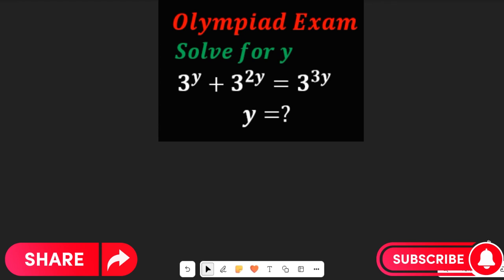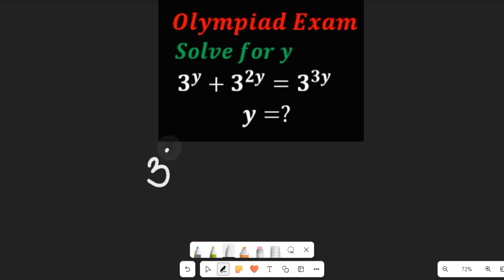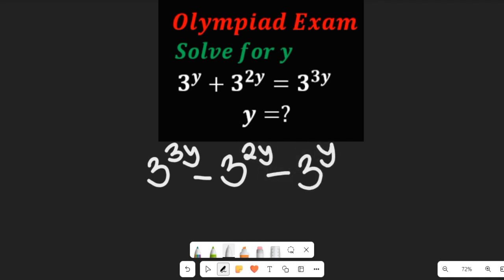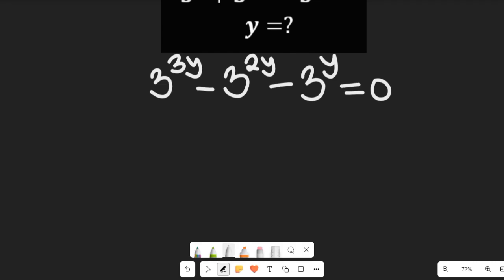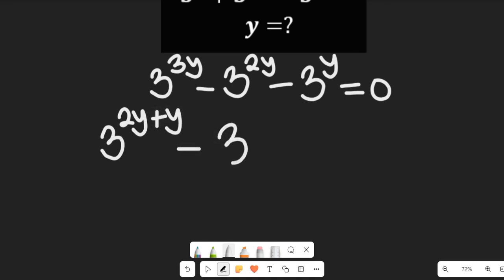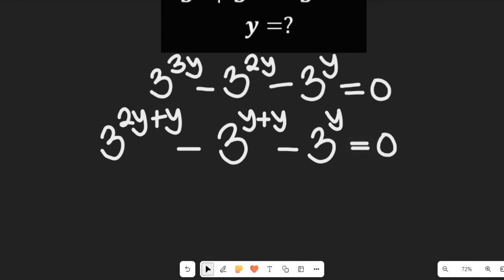Now let's get started. To solve this, we are going to take all parameters to the right hand side, and that way we'll have 3^(3y) minus 3^(2y) minus 3^y, and this will be equal to 0. In the next step, we are going to consider breaking up those exponents into smaller parts, and this will give us 3^(2y+y) minus 3^(y+y) minus 3^y, and this will be equal to 0. Now let's simplify this.